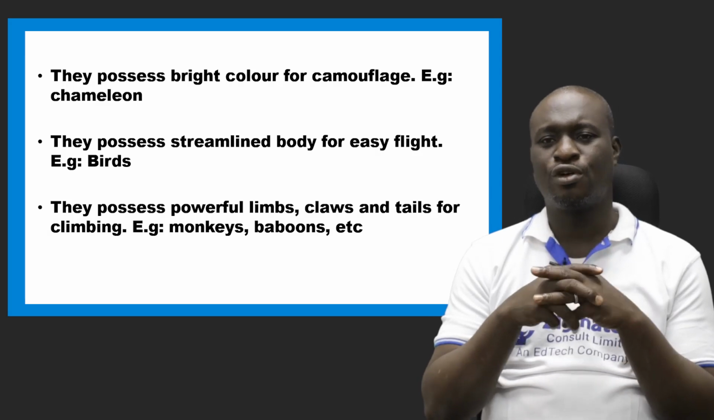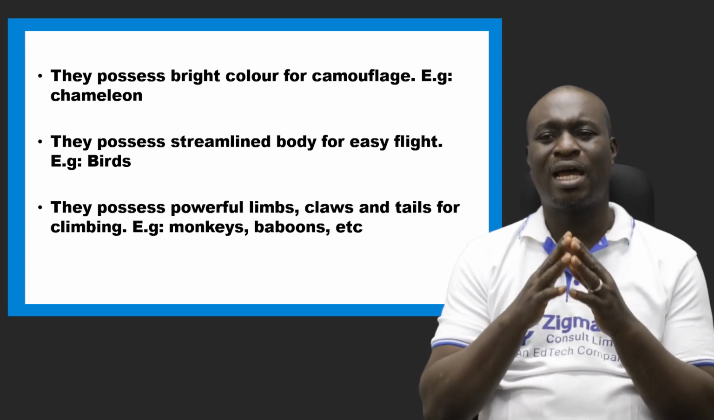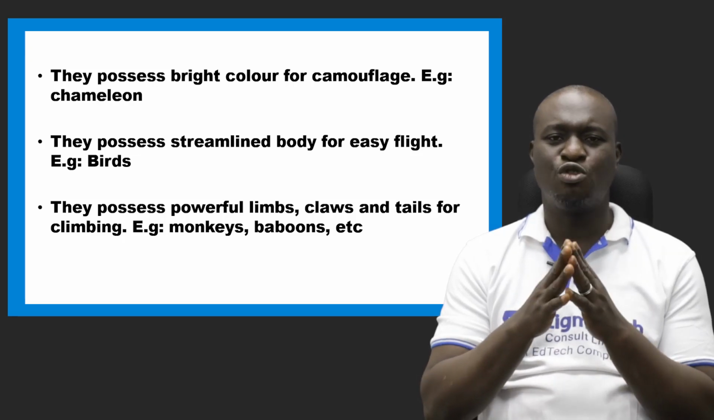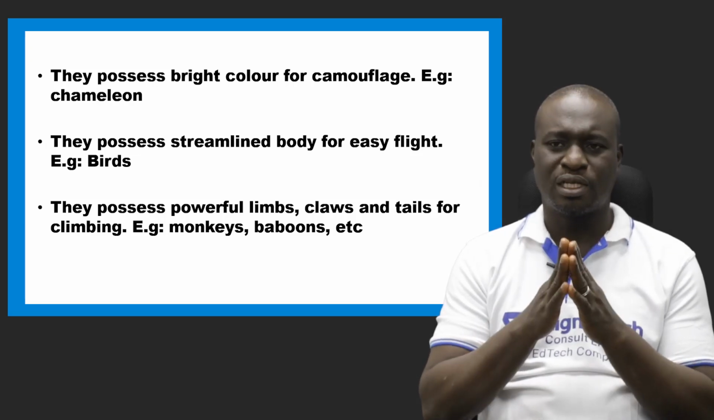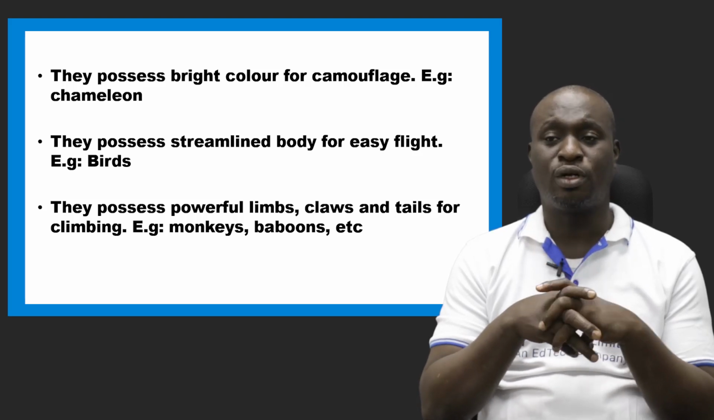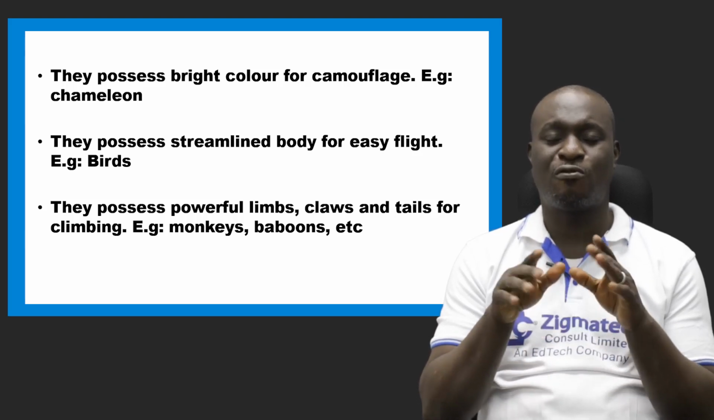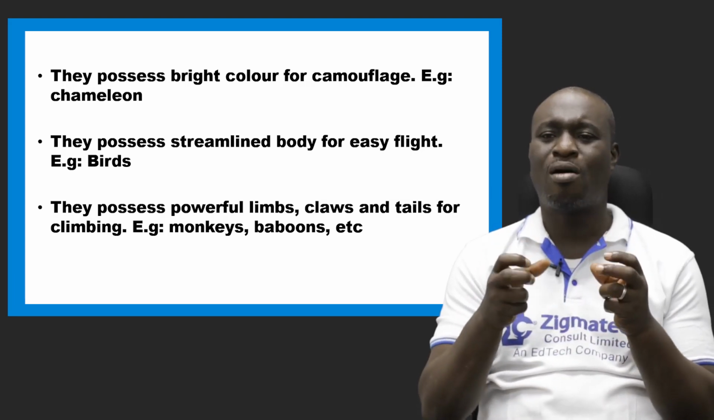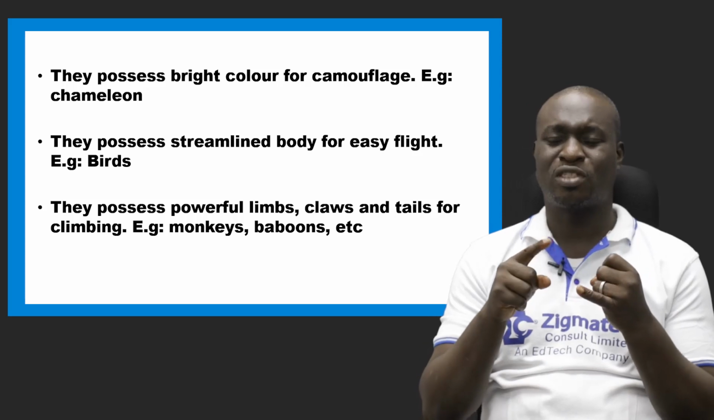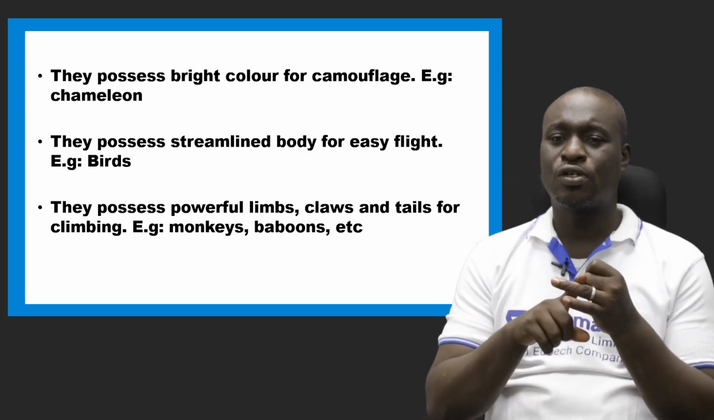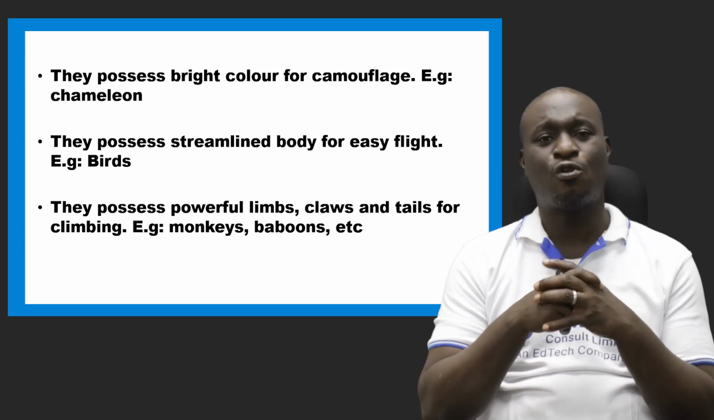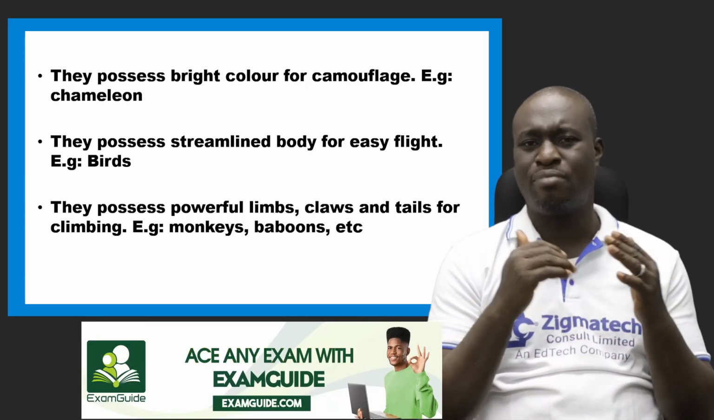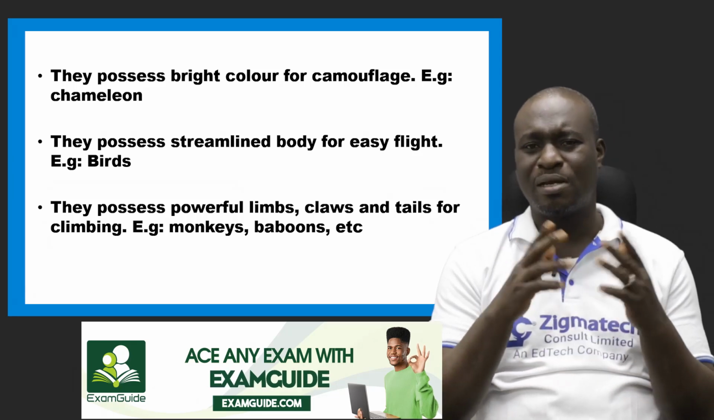Another adaptive feature is that they possess streamlined bodies for easy flight in the air. Mostly you see this in birds. Birds also possess streamlined bodies for easy movement or flight in air. And then finally, they also possess powerful limbs. They possess claws and prehensile tails for climbing. Now you see that mostly in monkeys, in baboons and so many other chimpanzees.